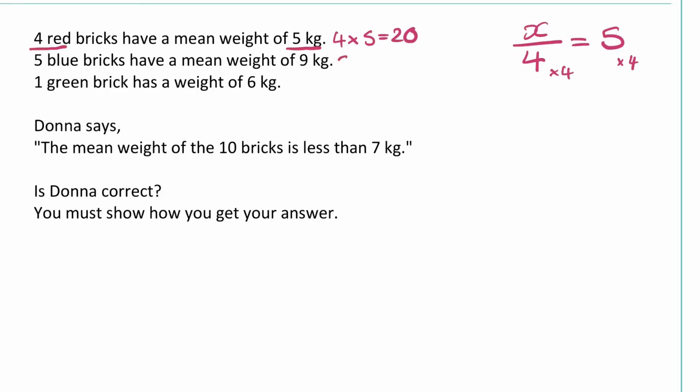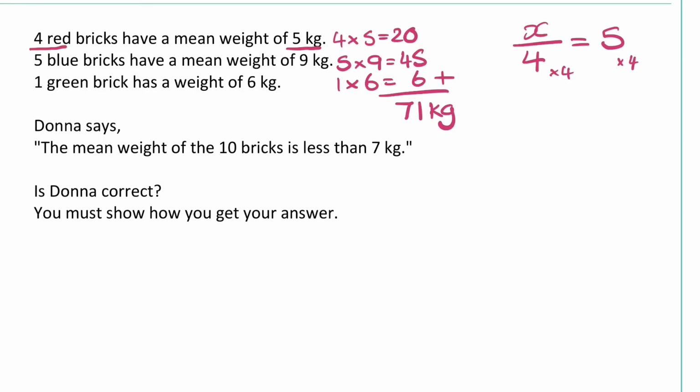For the next one, we have 5 blue bricks with a weight of 9. That gives us a total weight of 45. And for the last one, not that we need to multiply, but we have 1 green brick times 6, which is a total weight of 6, of course. If we add those together, 65 plus 6 is 71 kilograms. So the total weight of all these bricks is 71 kilograms.